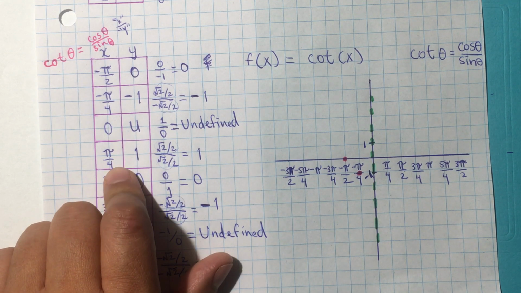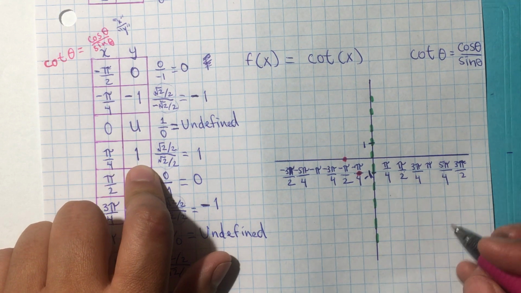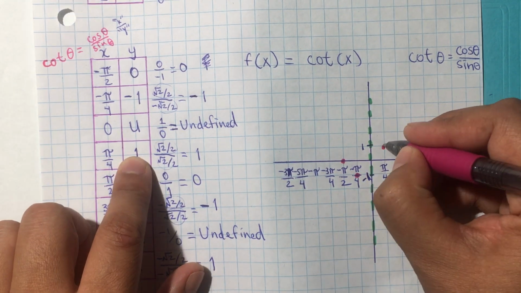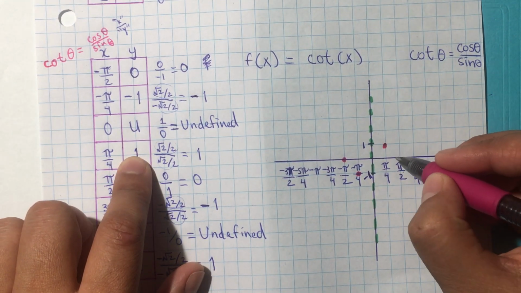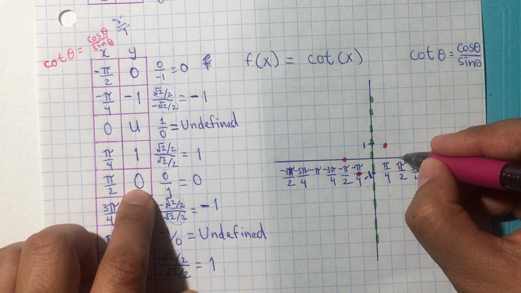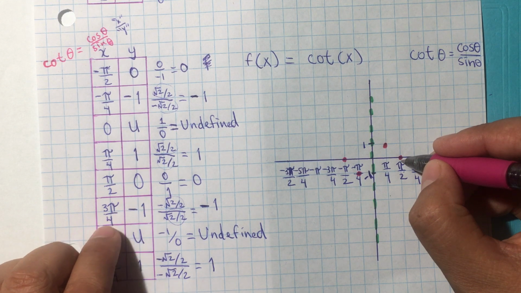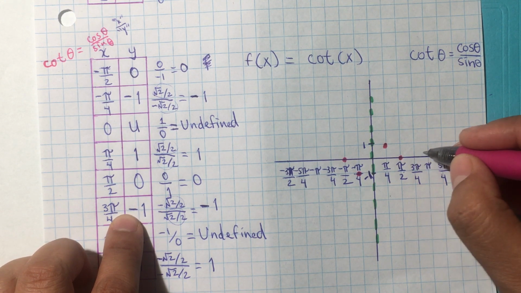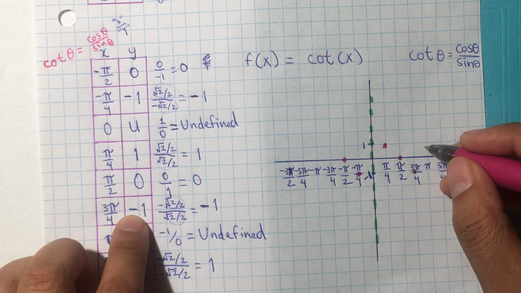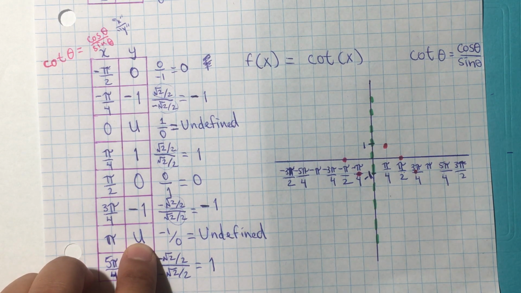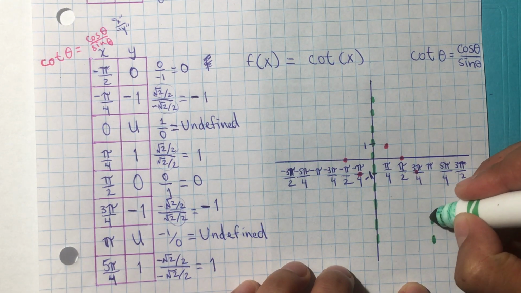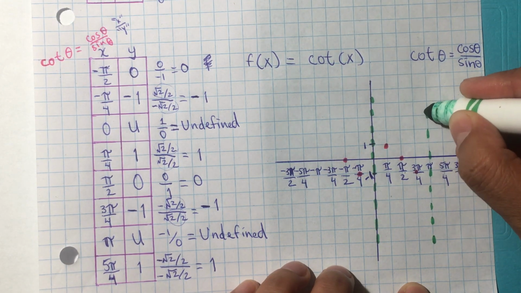Okay. Pi over 4 is 1. So pi over 4 is 1 right there. Pi over 2 is 0 right there. 3/4 of pi is -1, right there. And pi is undefined. So notice how in here, well, let me graph this first.